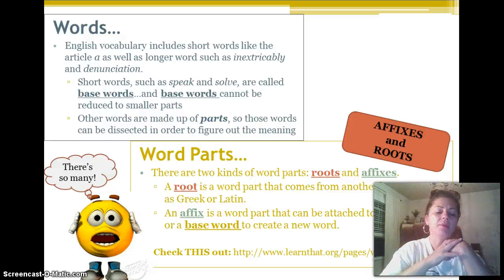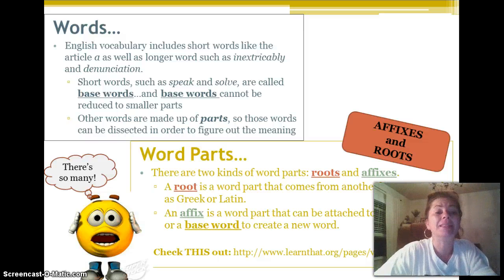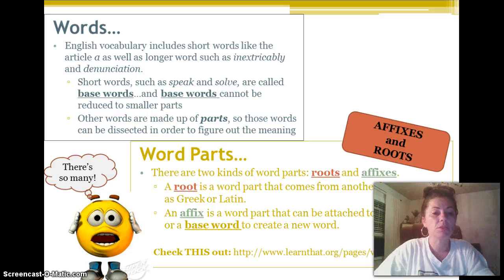Hey everyone, today we're going to talk about our second standard, affixes and roots. So let's talk a little bit about words today. English vocabulary includes short words like the article a or as well as longer words such as inextricably and denunciation. Very cool words, by the way. Short words such as speak and solve are called base words, and base words cannot be reduced to smaller parts.